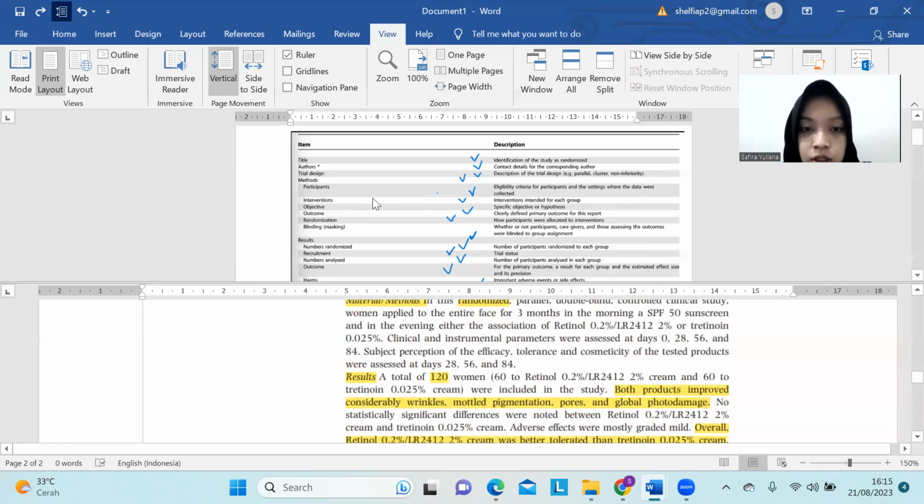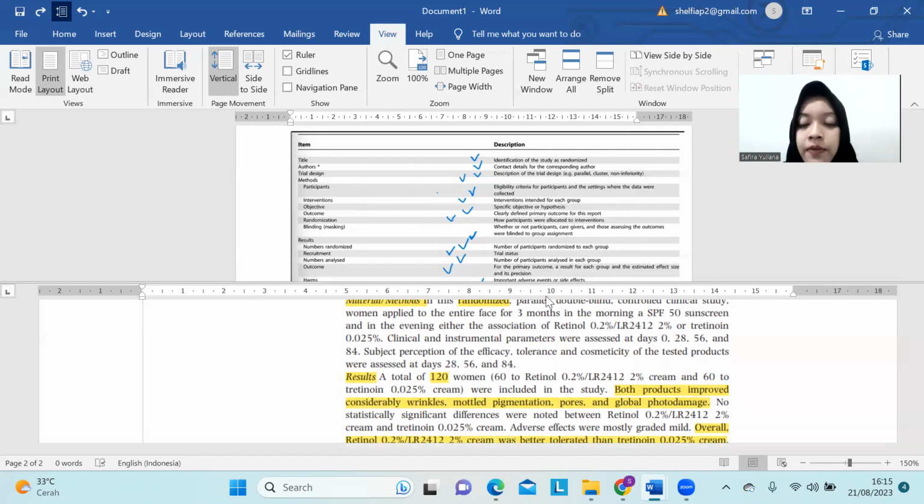And next we are going to the intervention, and the intervention is the intervention intended for each group. Both products considerably improve wrinkles, mottled pigmentation, pores, and global photodamage. And next we are going to move to the objective, and objective is the specific objective and hypothesis, and there is no hypothesis stated in the abstract.